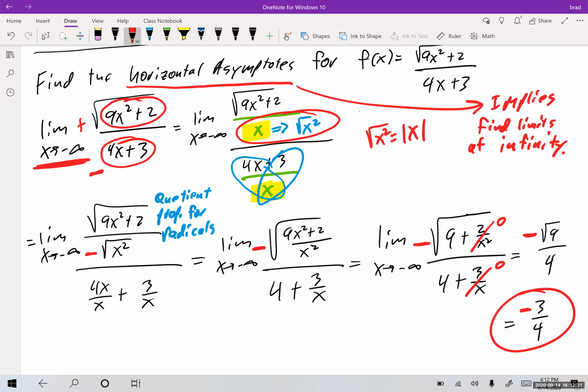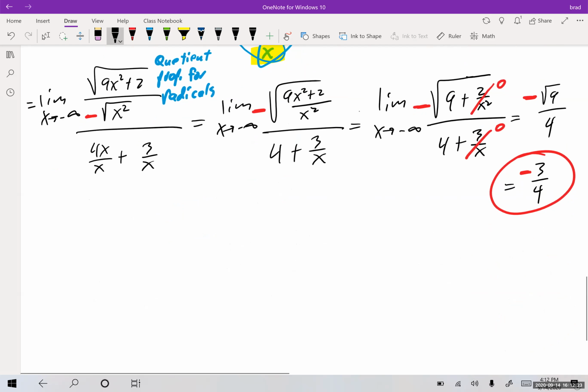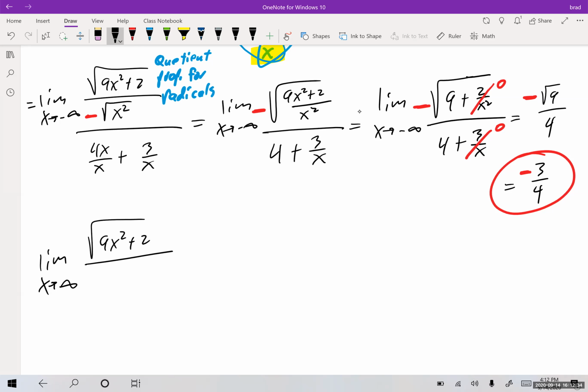So let's come over here and let's look at the limit as x approaches positive infinity now. And everything will be the same, the square root of 9x squared plus 2 all over, what was it, 4x plus 3. So now we have to do the other side of the horizontal asymptote, because this is not a normal rational function. There was a square root involved, so we're going to have to clean this up.